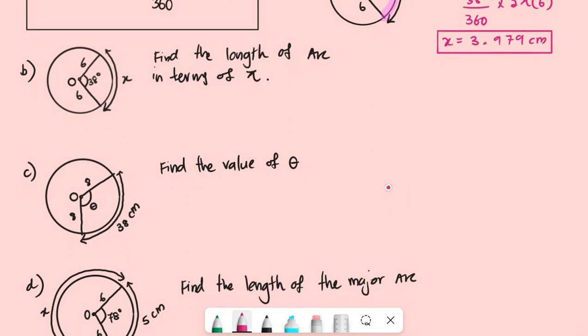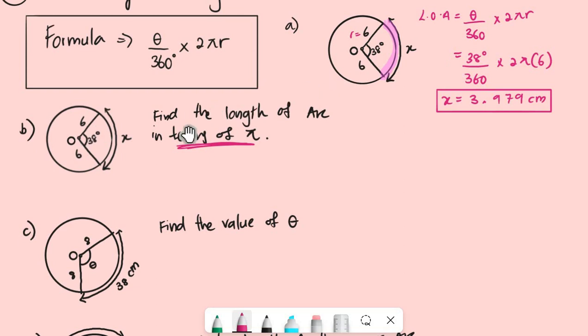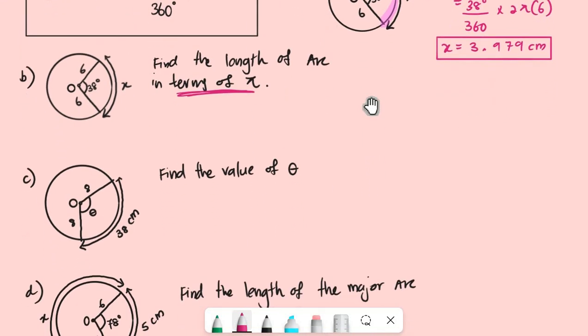They said find the length of arc in terms of pi. In terms of pi, I've mentioned in my previous videos also, if they want us to find it in terms of pi, it means that I will not include the pi value into my calculator. If you notice, this question and the previous question are the same, but the difference is that in the previous question I calculated the pi value into the calculator. In this question I will not do that.